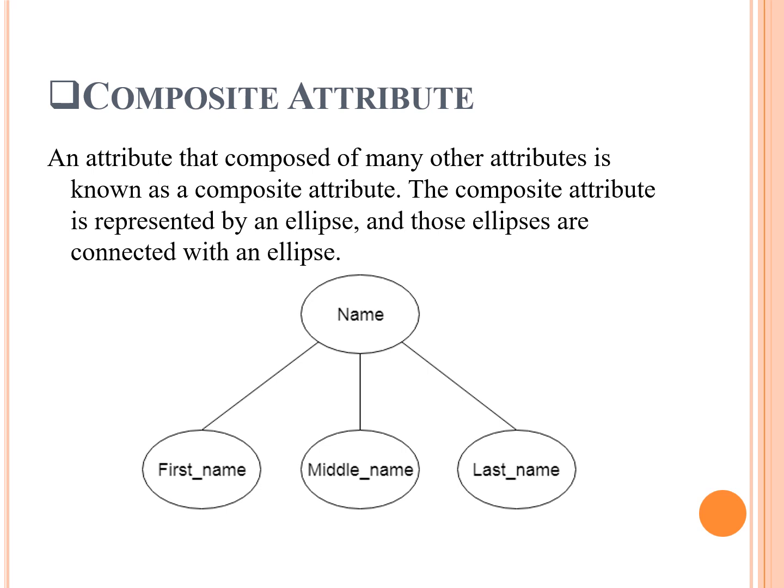And then next one will be the composite attribute. An attribute that is composed of many other attributes is known as a composite attribute. The composite attribute is represented by an ellipse and those ellipses are connected with an ellipse. Here the name is the attribute and that name can again be split into three, like first name, middle name and last name.